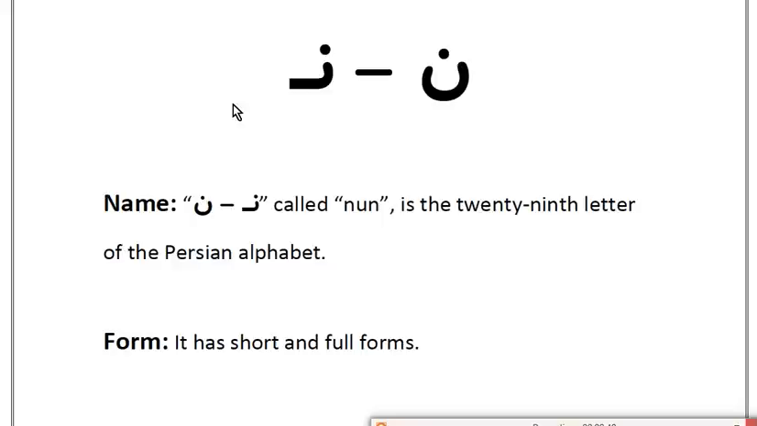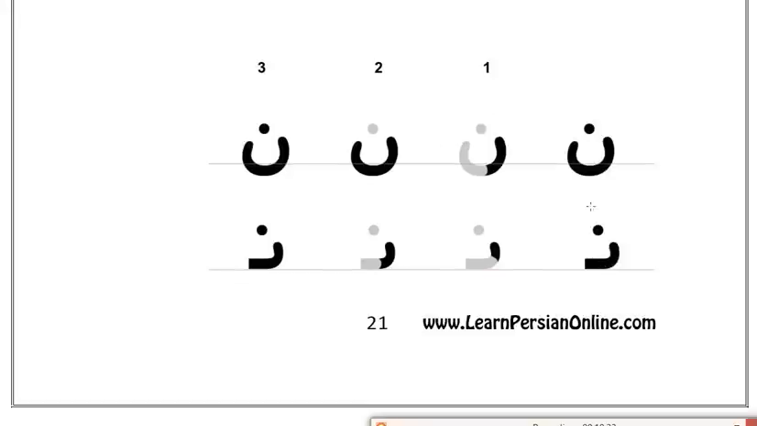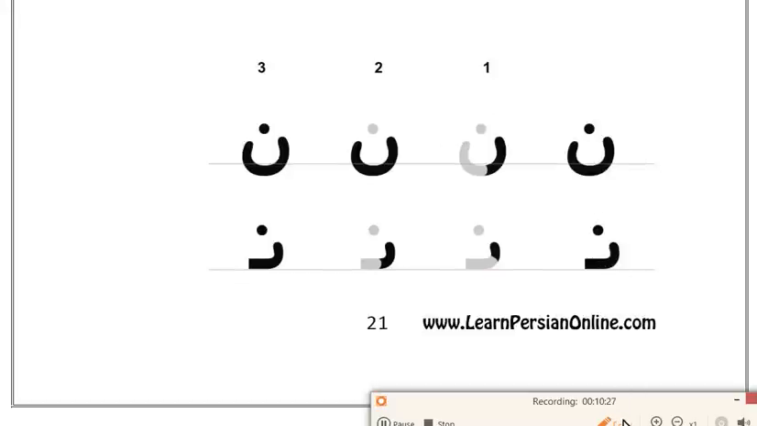And the next letter is Nun. It sounds ne, but the name of the letter is Nun. Nun or ne. This one is the 29th letter of the Persian alphabet, but as I said, we reviewed the most common Persian letters first. It has two forms, you see that? This one is the full form, and that one is the short form. And you see how we write that one? I try to write for you. I can write just like this. Ne. So just like half a circle and ne. Here, just pay attention to the horizontal line. For the other one, just on the line, ne.